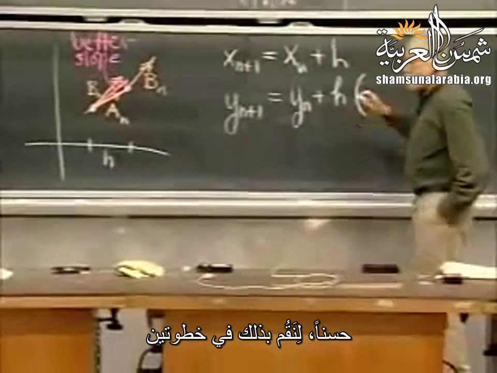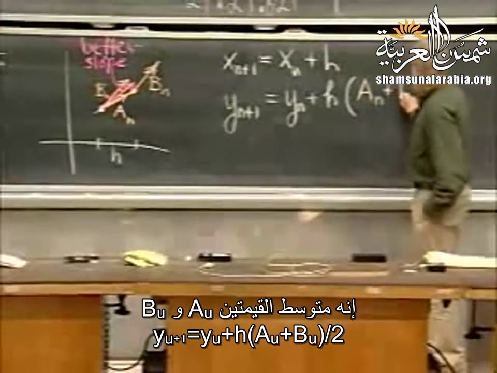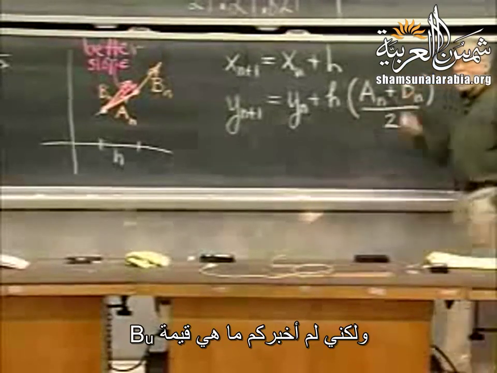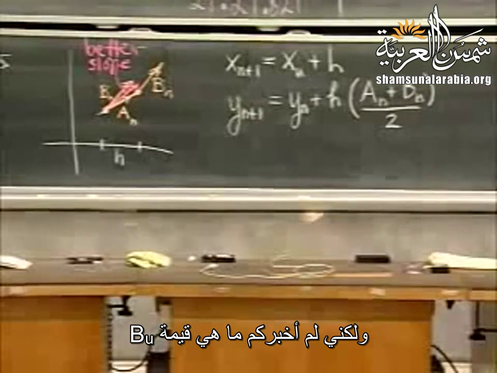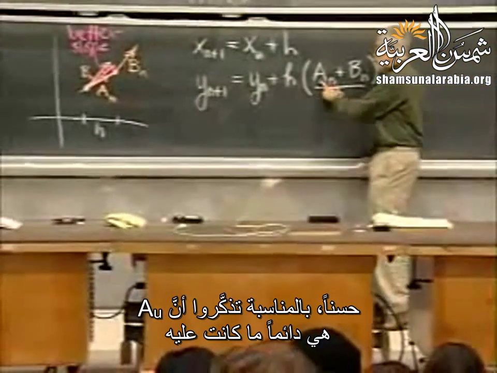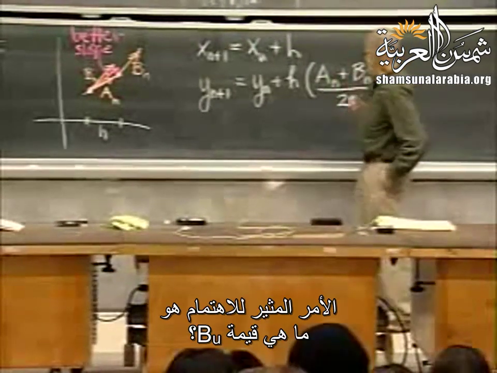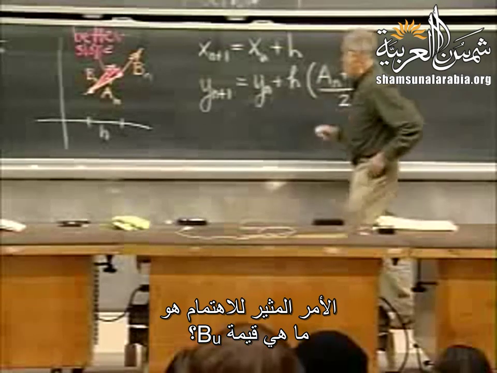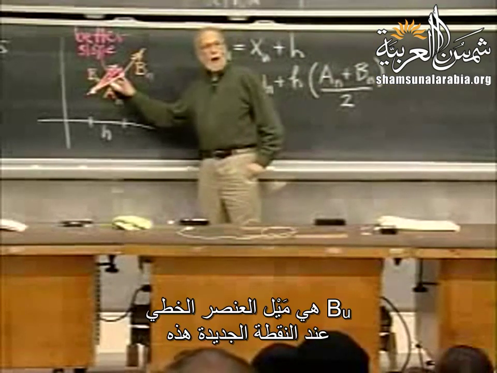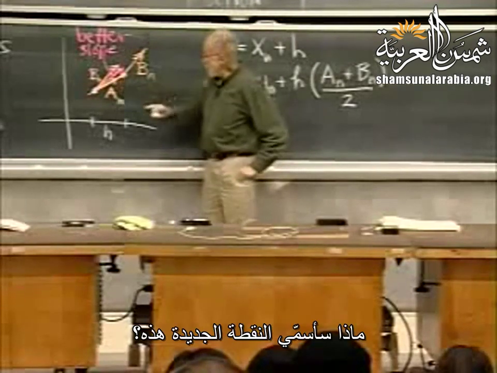Well, let's do it in two steps. It's the average of an and bn. Hey, but I didn't tell you what bn was. So you now must tell the computer, oh yes, by the way, you remember that an was what it always was. The interesting thing is, what is bn? Well, bn is the slope of the line element at this new point. Now, what am I going to call that new point?